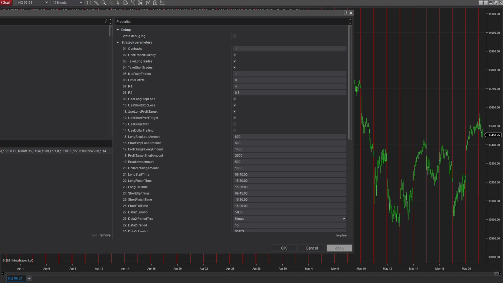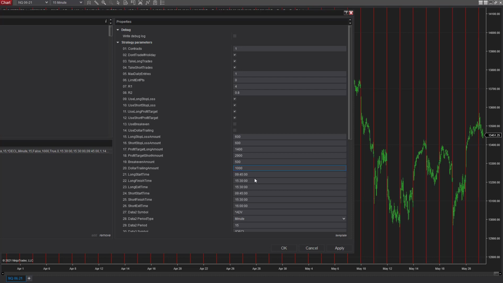There are profit targets and stop losses. You can see here, use long stop loss, true. Use short stop loss, true. Or check mark, you want to check these. Use long profit target, check mark. Use short profit target, check mark. And the long stop loss amount is 600. Short stop loss amount is 600. The long profit target is 1400. The short profit target amount is 2,900. Break-even amounts and dollar trailings are not effective unless you use break-even and use dollar trailing. Those are not checked by default.